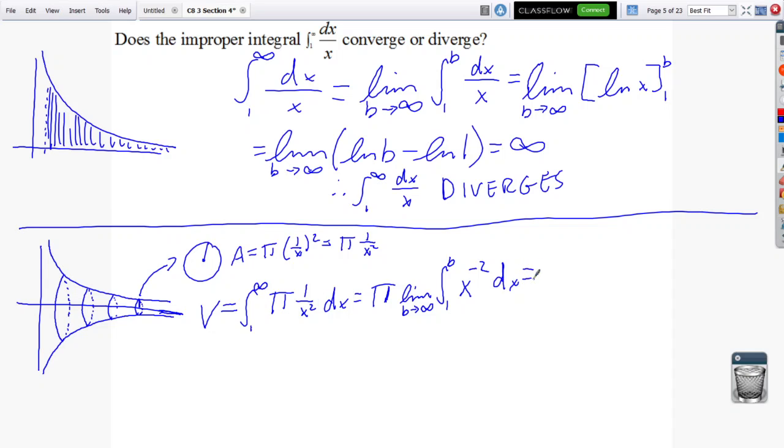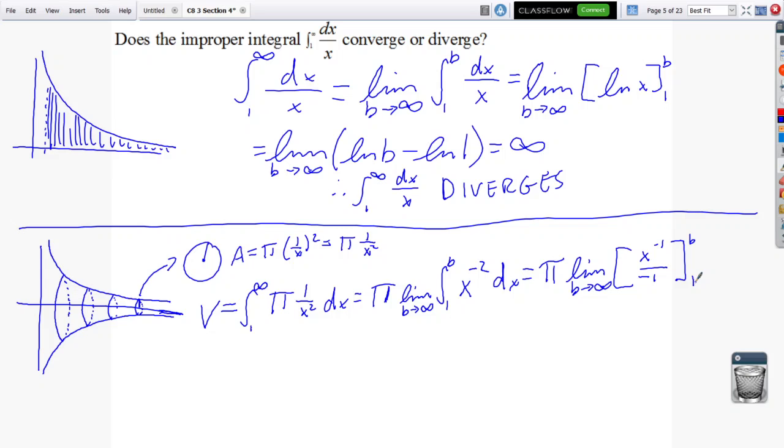Actually, speaking of which, I'm going to have to integrate it now. So I've got pi, limit as b approaches infinity of, now I'm going to take my integral just like I did here, but now since I don't have a power of -1, I have a power of -2, I have to use the power rule for n not equal to -1. So I'm going to add 1 to -2, I'm going to get x to the negative first, and I'm going to divide by my new exponent. So I get x to the negative first divided by -1. And again, we're running from 1 to b, just carrying over my limits right over here.